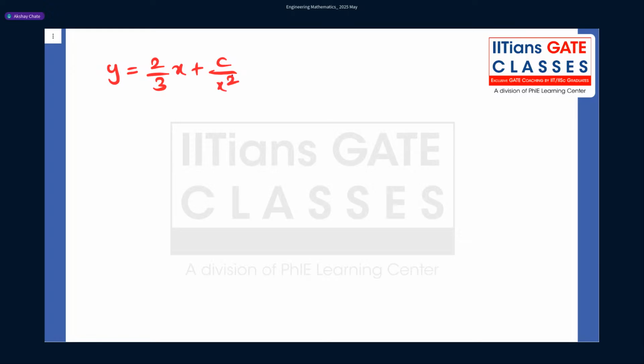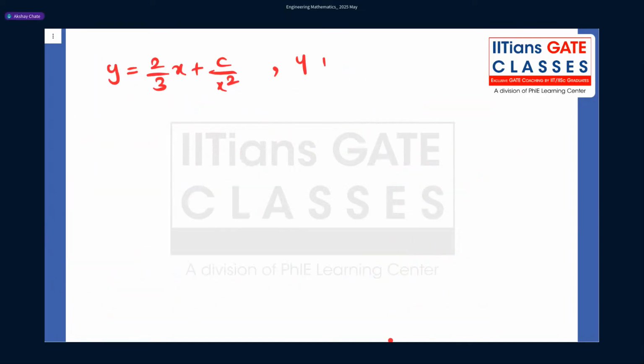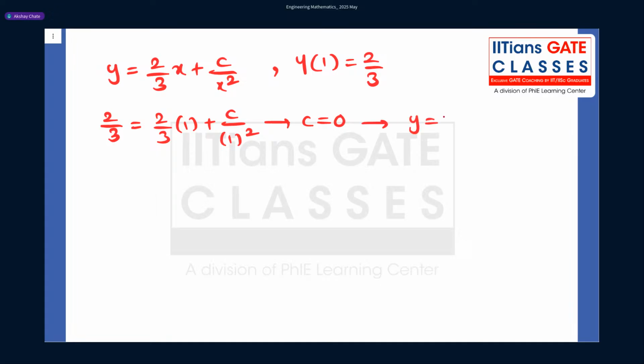Now to find the constant of integration, we need to use the given condition, which is the initial condition, that at x equal to 1 y is 2 by 3. Okay? So at x equal to 1 y is 2 by 3. So if you plug this information in our solution equation, 2 by 3 is equal to 2 by 3 into 1 plus c by 1 square. So that gives you c equal to 0, right? Then only the equation will be satisfied. And if c is 0, then y is nothing but just 2 by 3 x.